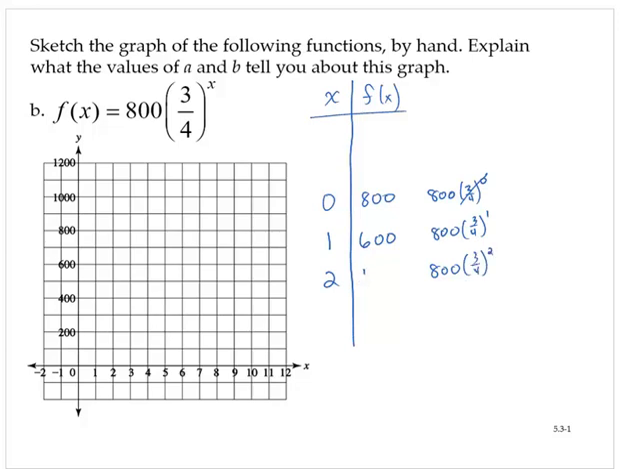If x is 2, we would have 800 times 3/4 to the second power. And 3/4 of 600 is 450. If x is 3, similar process, you would get 337.5. And if x is 4, you'll get about 253. What if x is negative 1? Well, then that would be 800 times 3/4 to the negative 1, which is 800 times 4/3, which is approximately 1067.